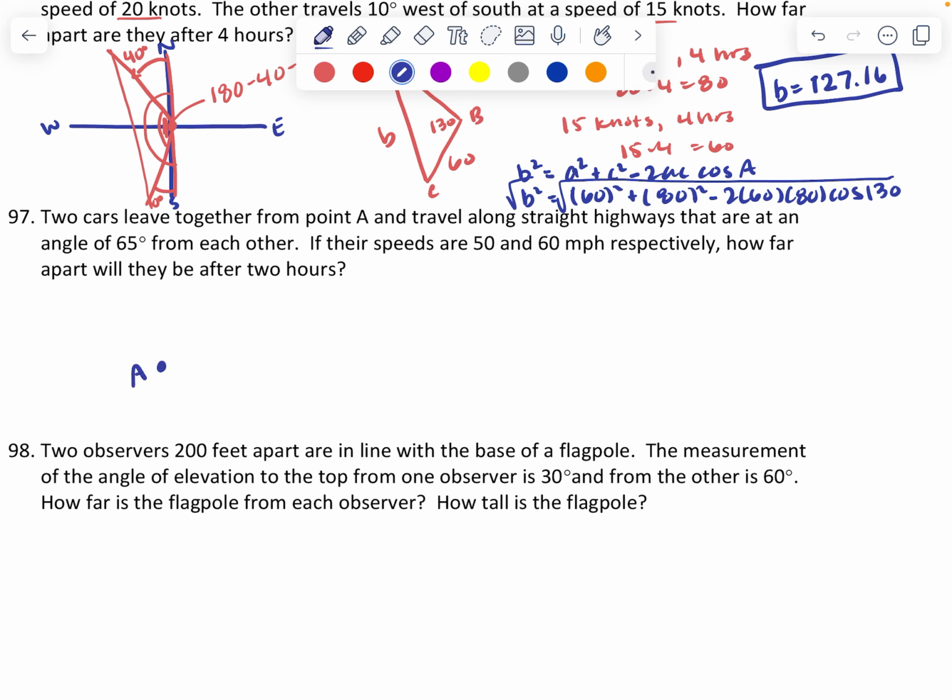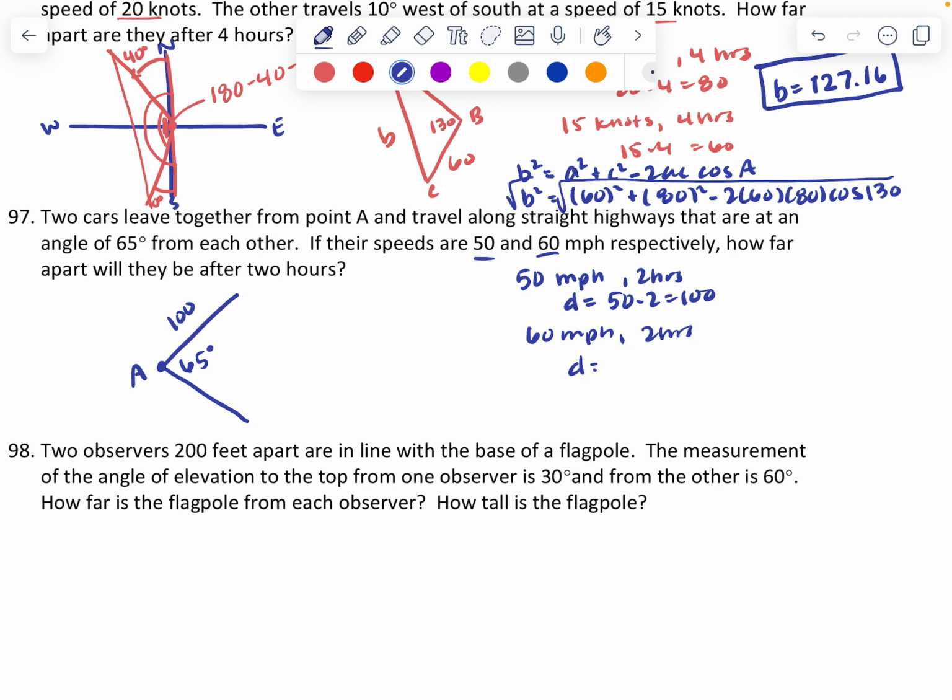All right, 97: two cars leave together from point A, so let's call this point A, and they travel along straight highways that are at an angle of 65 degrees from each other. So you've got these two highways at an angle of 65 degrees from each other. If their speeds are 50 and 60 miles per hour respectively, how far apart will they be after 2 hours? So this guy, going 50 miles per hour for 2 hours, that distance is going to be 50 times 2, which is 100. And the other guy is going 60 miles per hour for 2 hours, so that distance is 60 times 2, which is 120.